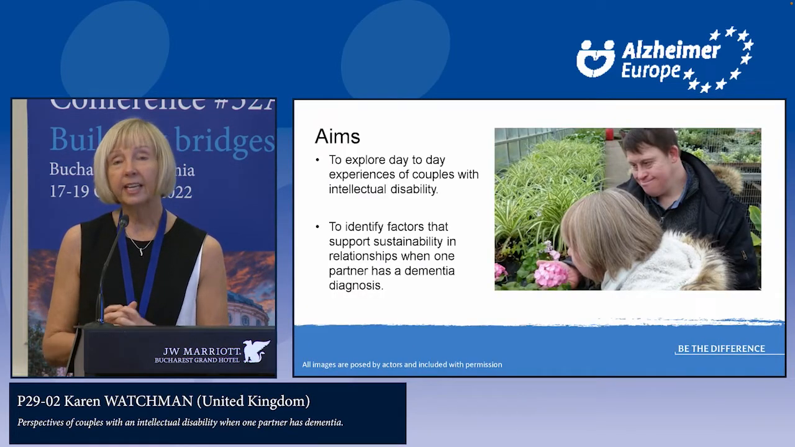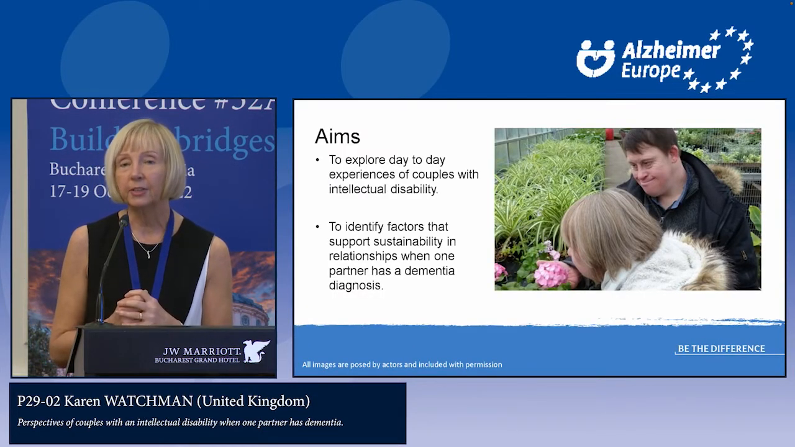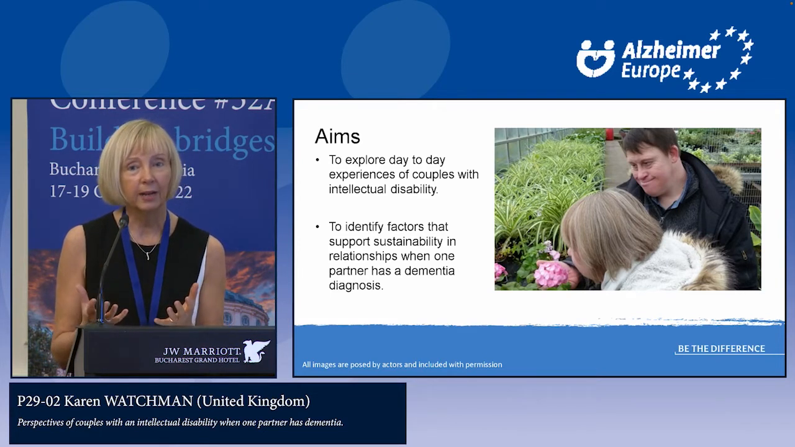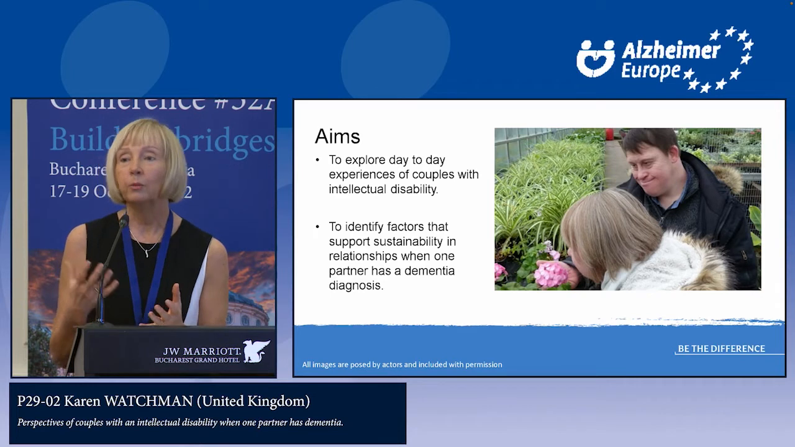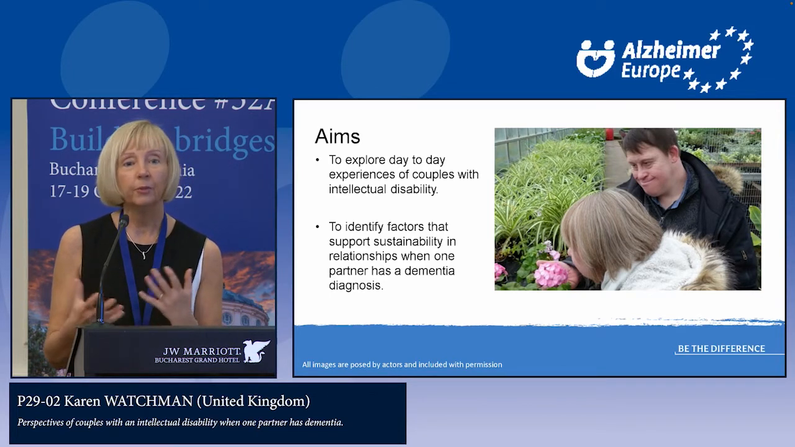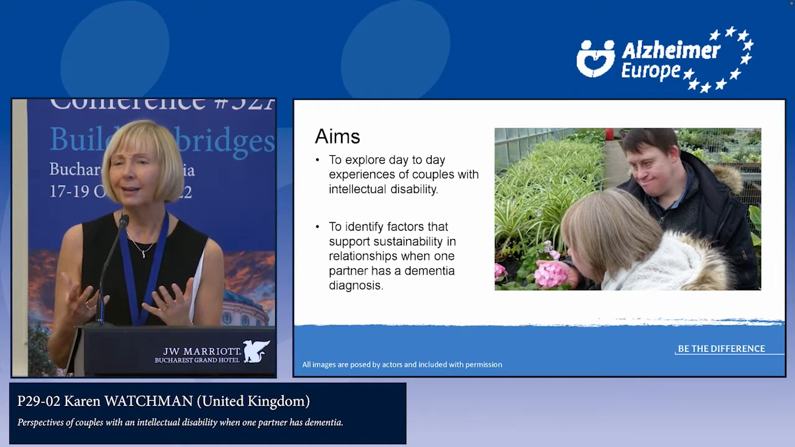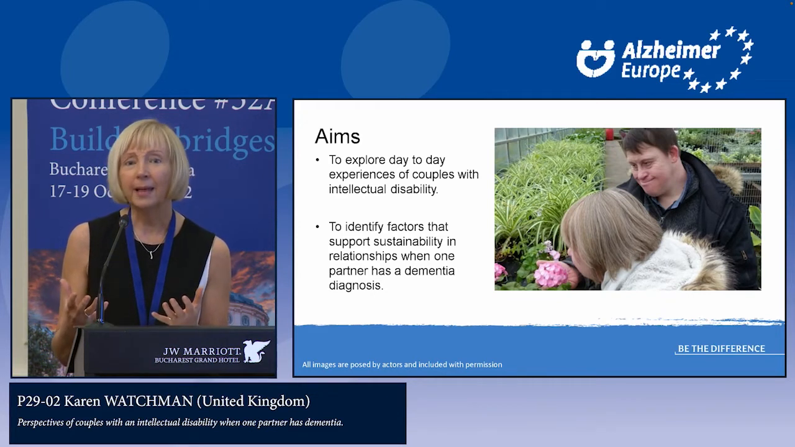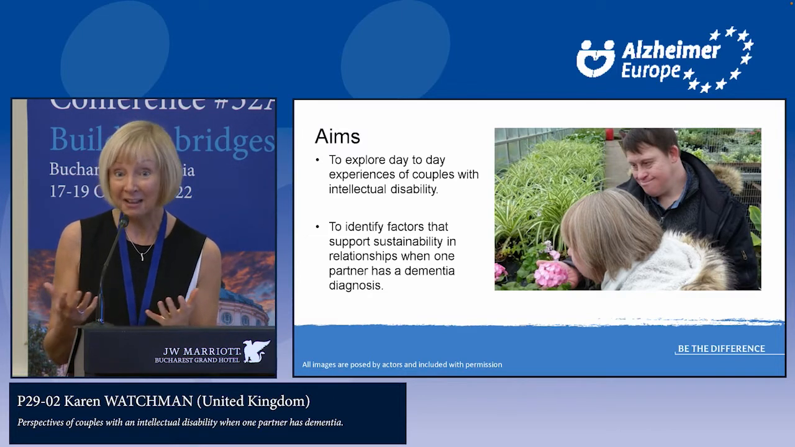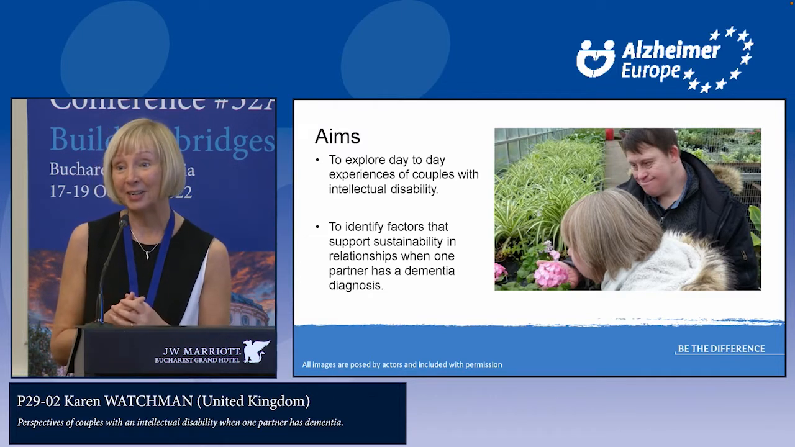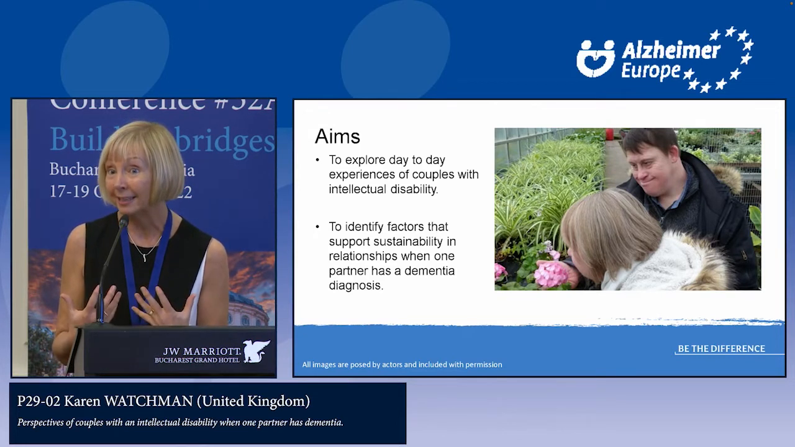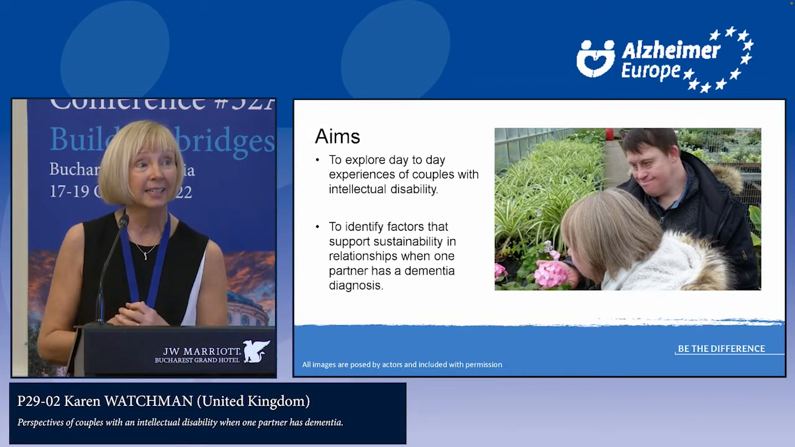The key purpose, as you see from the first slide, is looking at couples who have an intellectual disability when one partner has a diagnosis of dementia. So you might think, well, actually, I've never thought about that before. And that seems to be the case for a lot of people because there isn't any evidence or any literature on that already. So that was one of the first things that we set out to find out. We thought there wasn't anything, and it turned out we were right.